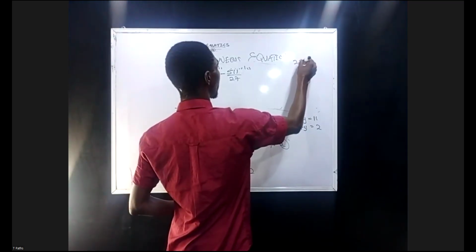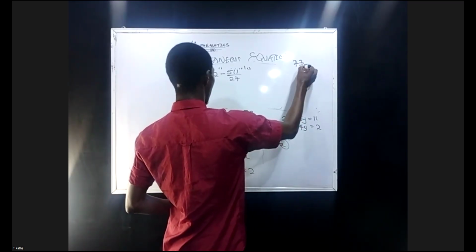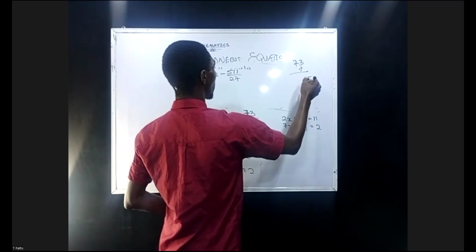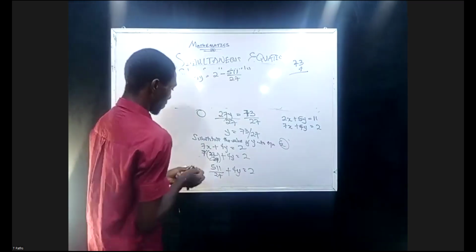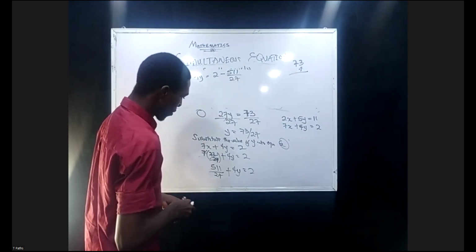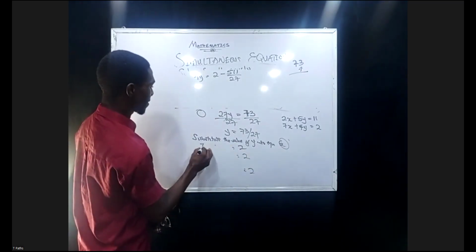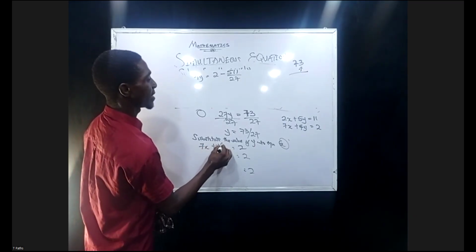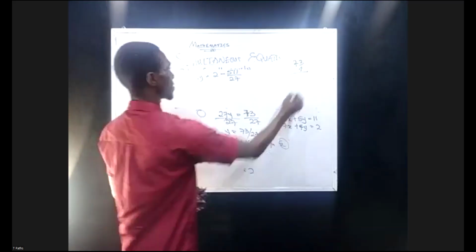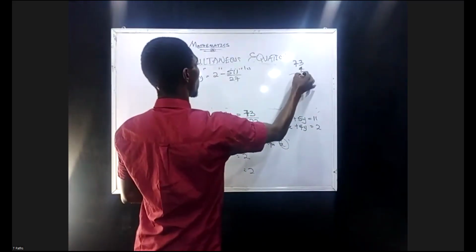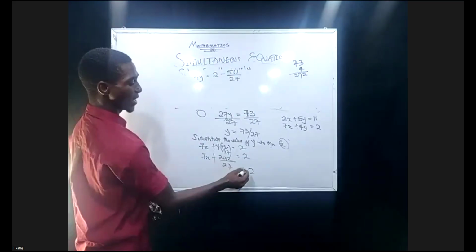So you substituted for x instead of y. We have solved for y, so we are looking for x now. Thank you very much. So I have 7x plus 4 in brackets, that's 73 over 27. So I have 7x plus 4 times this, 4 times 73 is 292, so 292 over 27 equals 2.